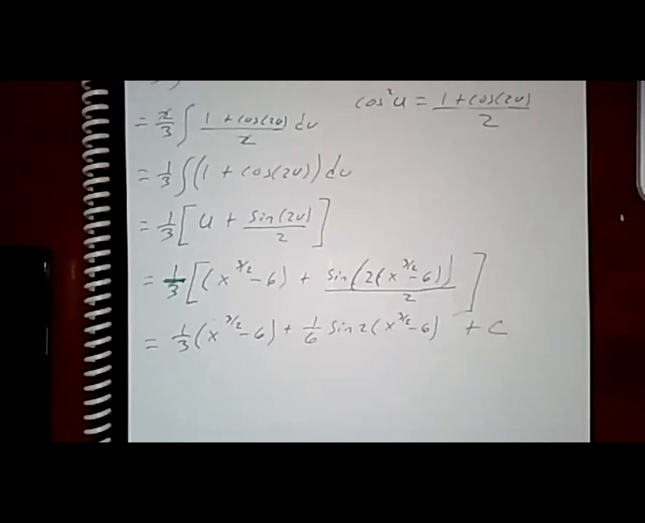It looks like number, or what is it? A maybe? Let me see. Oh, here I got it in number 3 or number C. Number 3. Let's see here. One third x to the third is x cubed over 3, plus or minus 6, plus 1/6 sine 2.